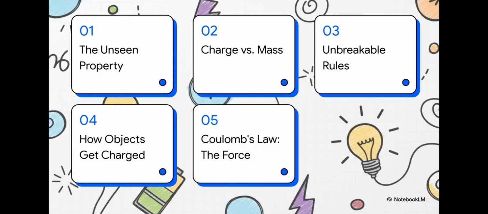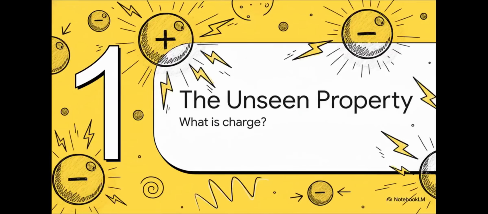So here's what's on the docket today. We're going to start with what charge is fundamentally. Then we'll compare it to something we all get, mass, to see how it's different. After that, we'll dig into the unbreakable rules that govern it. We'll look at how objects actually get charged up, and then we'll wrap it all up with the beautiful math that ties everything together.